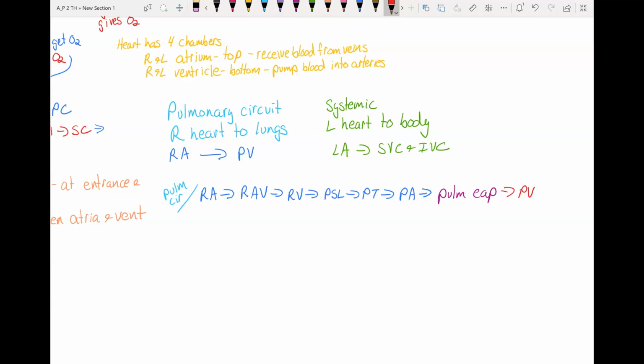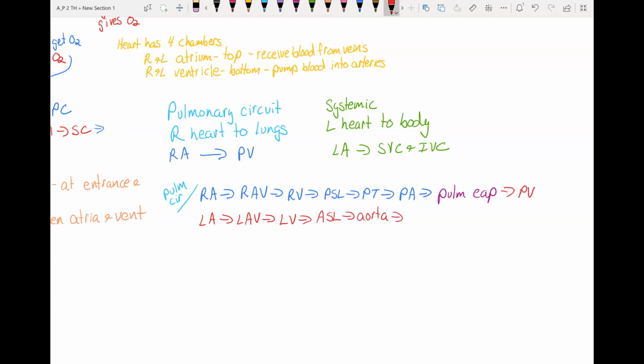Then the pulmonary veins put that oxygenated blood into the left atrium. It has to flow through the left AV valve. It has 2 flaps, so it's also called the bicuspid, and another name for it is mitral, which you'll see later how it got its name. Then we go into the left ventricle, which pumps that blood through the aortic semilunar valve into the aorta.